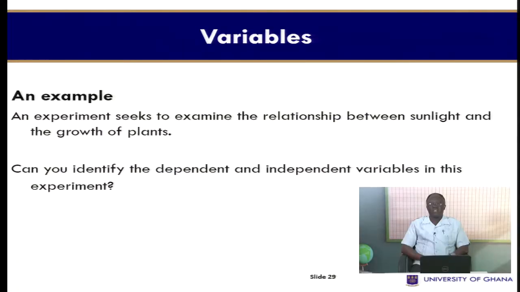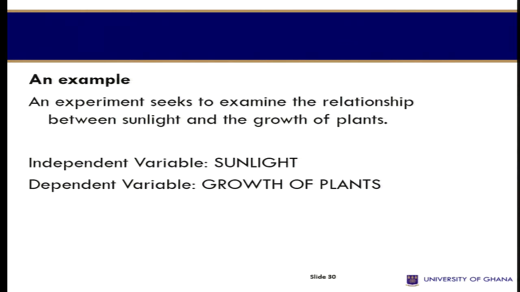Let us use a few examples to illustrate this point. An experiment seeks to examine the relationship between sunlight and the growth of plants. Can you identify the dependent and independent variables in this experiment? As we have said, the independent variable exists on its own. It doesn't need anything to change it. Variation of this independent variable rather causes a change in the dependent variable. So going by this explanation, the independent variable in this example is sunlight. Sunlight exists on its own, and the dependent variable is the growth of plants. What we are saying here is that for plants to grow well, they need some amount of sunlight. So here, the growth of plants is the dependent variable, and sunlight is the independent variable.